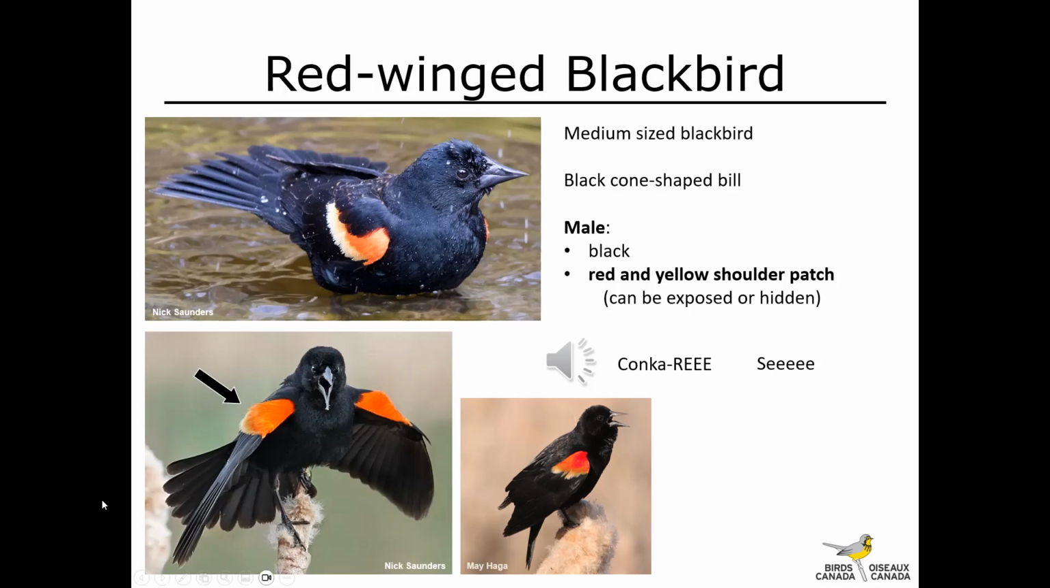As the angry bird in our title slide is showing, when they're displaying, when they're singing, they puff up, they hold their wings forward, and they really make a show of those bright red shoulder patches, and they'll fan their tail out. So they're a really ubiquitous species around wetlands and wet areas. The males do a really characteristic conqueree, and they also do really loud C calls. Let's listen to those.